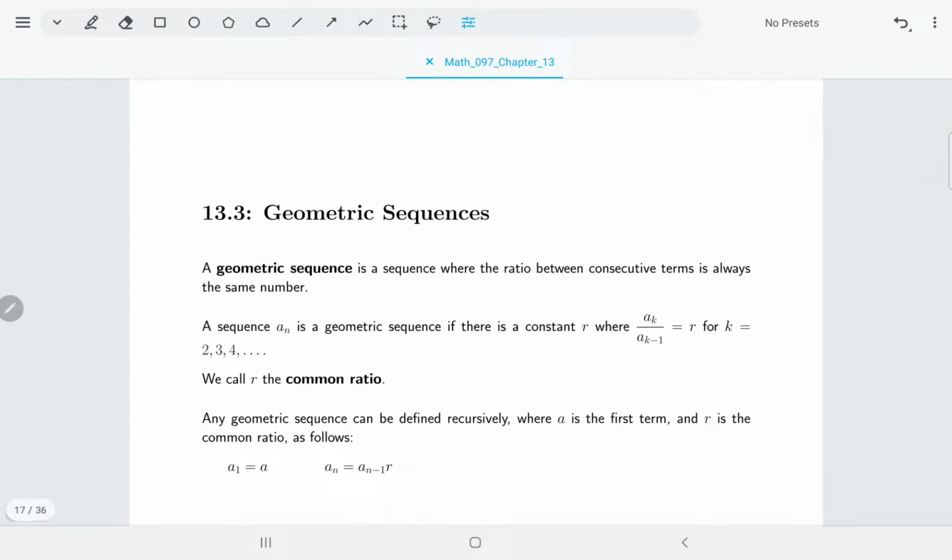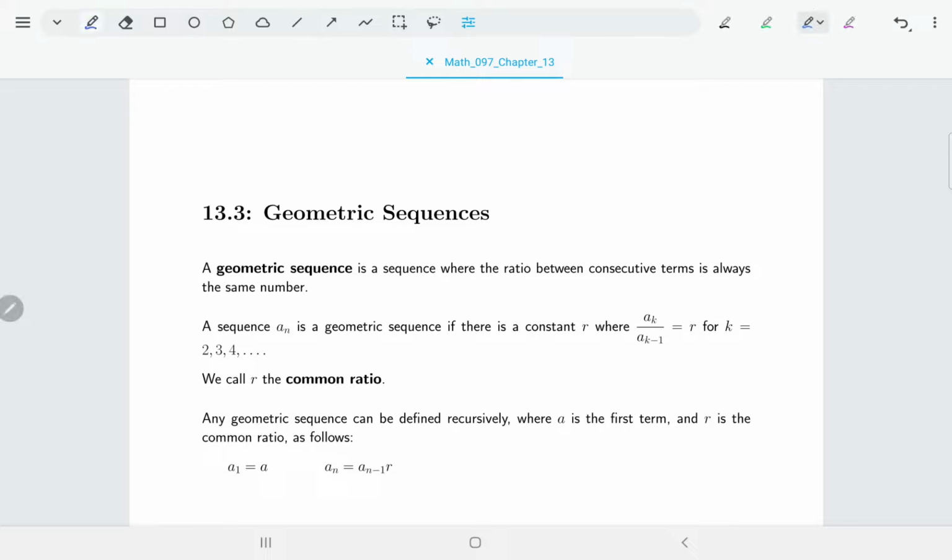Welcome back. In this section, we'll be talking about another collection of sequences that have a similar property, and these are called geometric sequences. So when we were looking at arithmetic sequences in 13.2, those were sequences where one term minus a consecutive term would be a common difference, and that was what made something arithmetic.